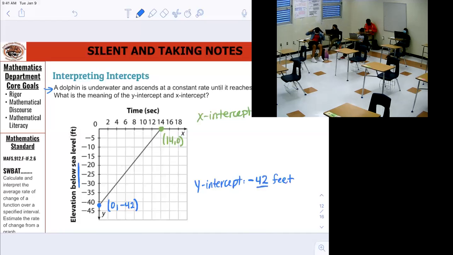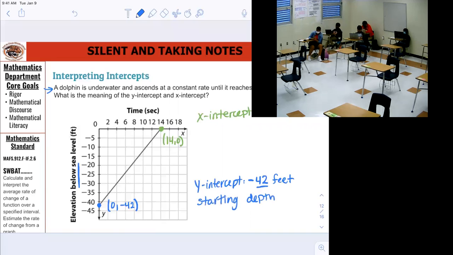So that dolphin is going up to the surface, which means that 42 is the starting depth of this dolphin, and from there it goes up towards the surface. What does the 14 represent? 14 seconds. There we go. How much time the dolphin takes to reach the surface.